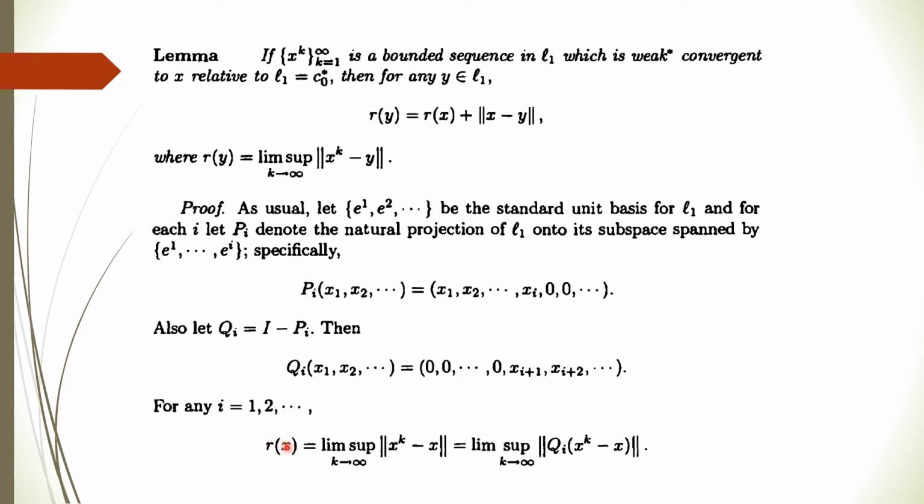Now what is Rx? By definition, it is the norm of xk minus x, take the supremum and then take the limit as k goes to infinity. Since k is going to infinity, it means we are looking at tail elements. So we can write this as the sequence Qi of xk minus x. So Rx is this.